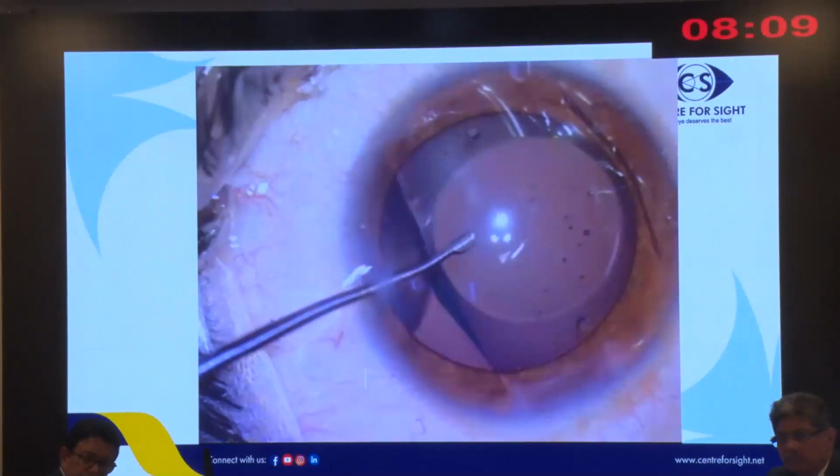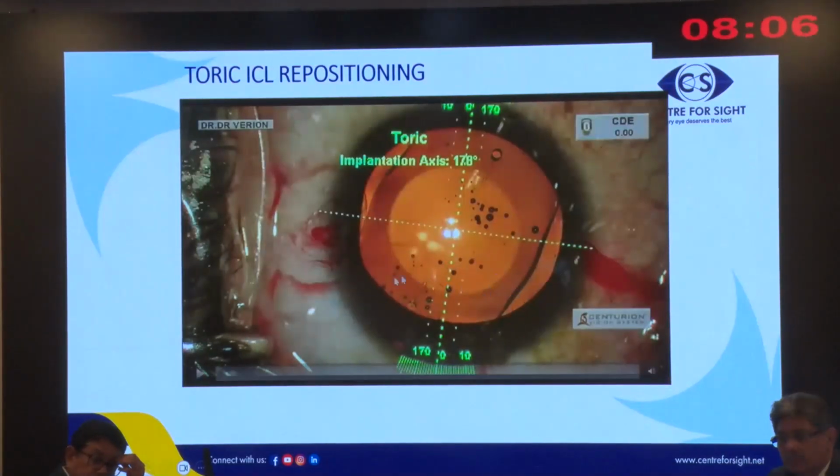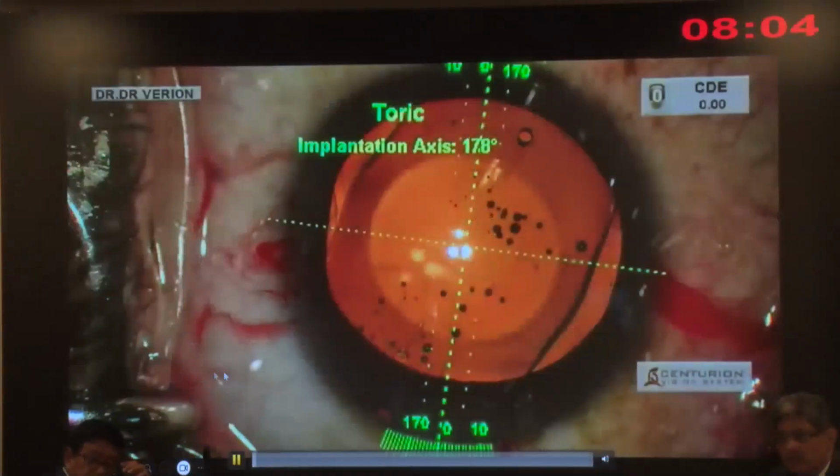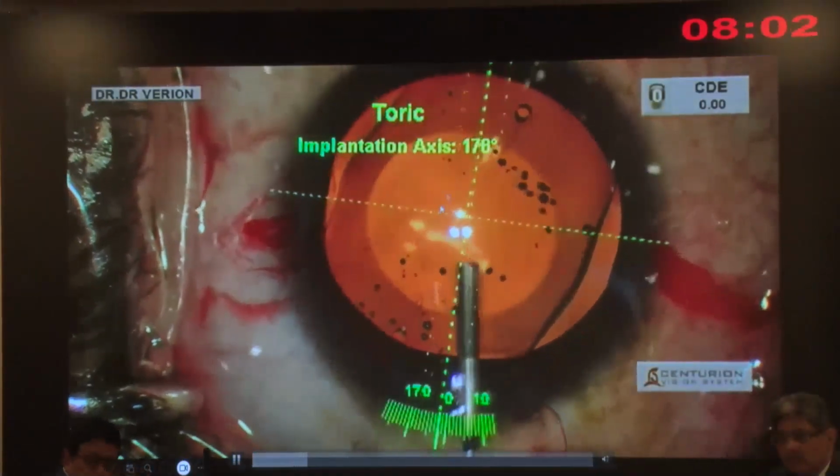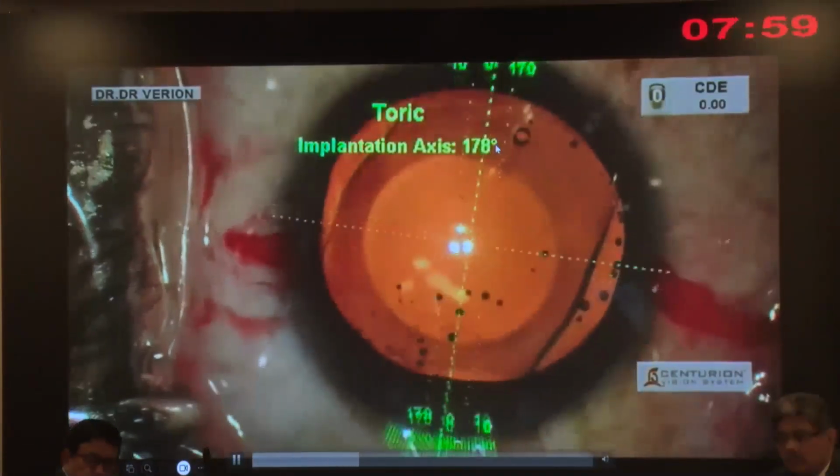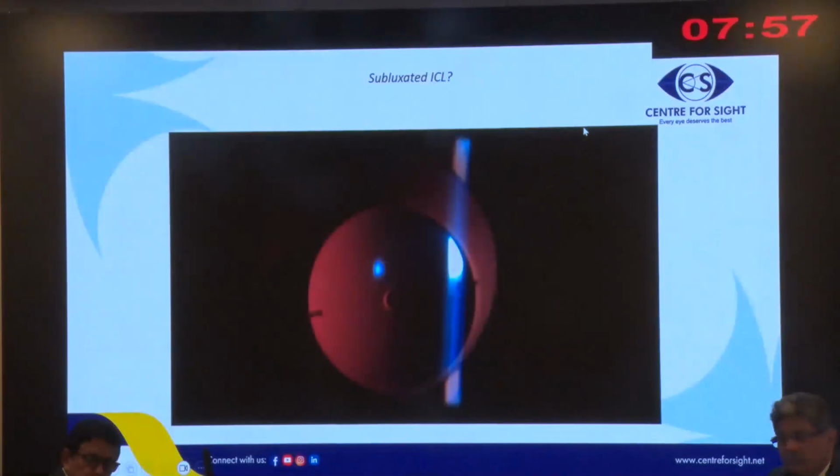This is thanks to Dr. Ram, basically on the Varion. I think he has also shown it. So you can see that there is a positioning problem here. This is where it should be. So you can go back and reposition it.